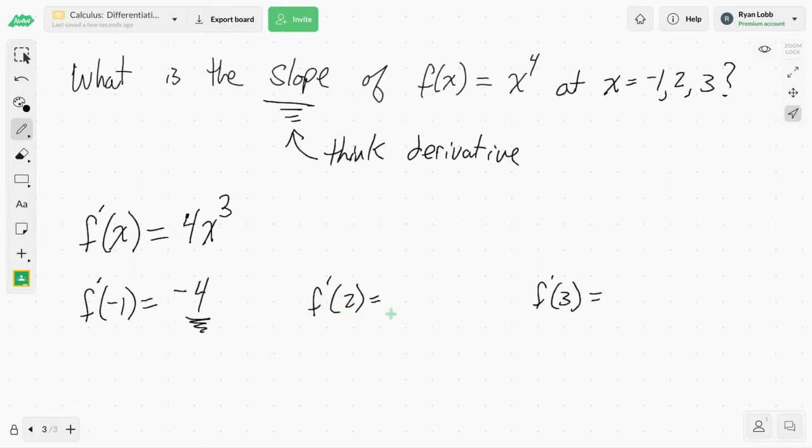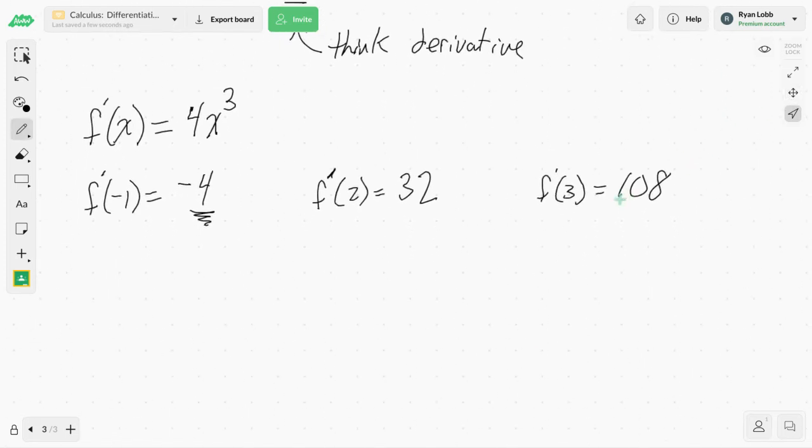f prime of 2 would be, make sure f prime tells me where to plug 2 in. Don't plug 2 into here. This is function f. f prime of 2 goes into function f prime. It's a name. Reference it as such. So f prime of 2 is 2 cubed, 8, times 4, 32. And f prime of 3, 3 cubed, 27, and 27 times 4 is 108. Okay, so there's our slopes there, which makes sense when you think about the graph.